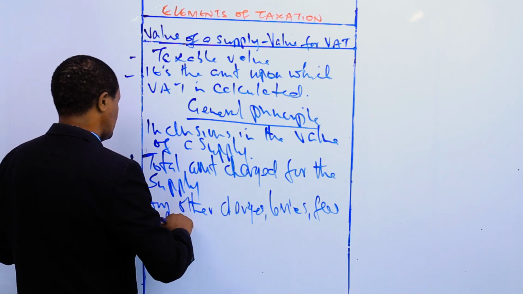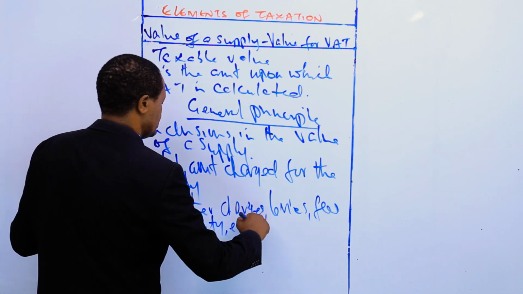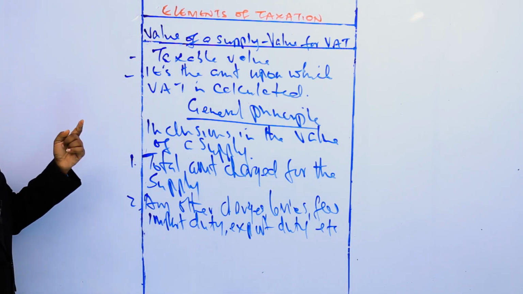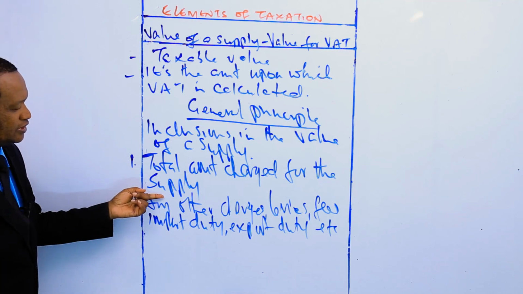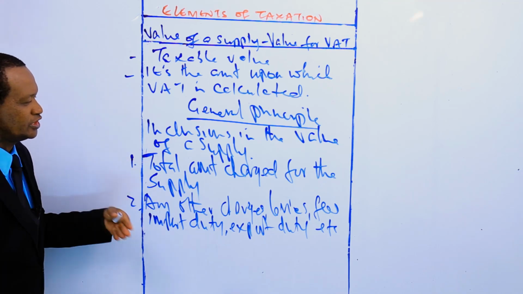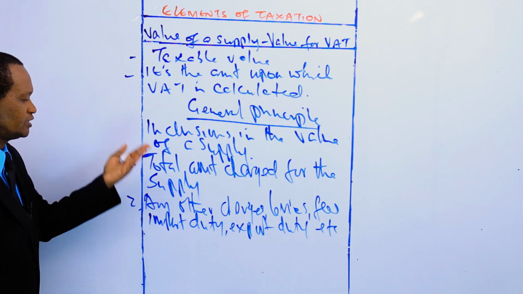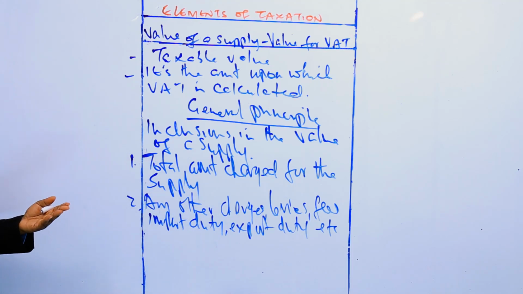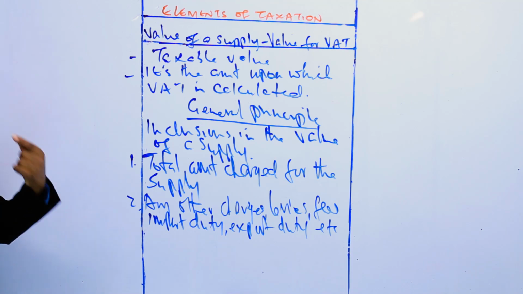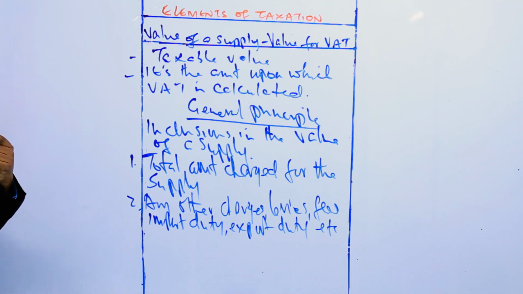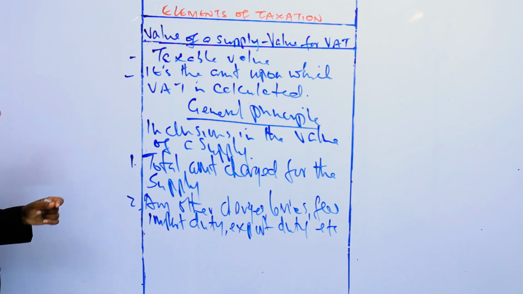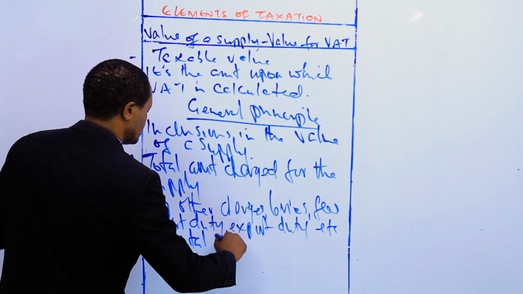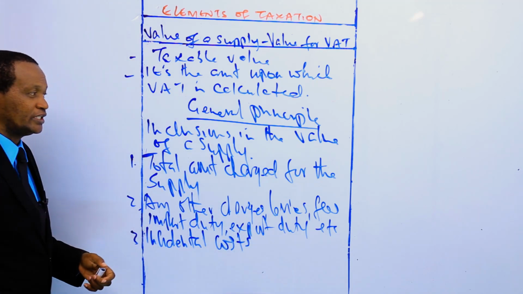Import duty, export duty, etc. So you have, first of all, the total amount charged for the supply. Then there could be other charges or levies that are included in that price. It could be the import duty, export duty, and other charges. These are calculated in the taxable value before VAT is calculated. There could also be incidental costs. Incidental costs are also included in this value.